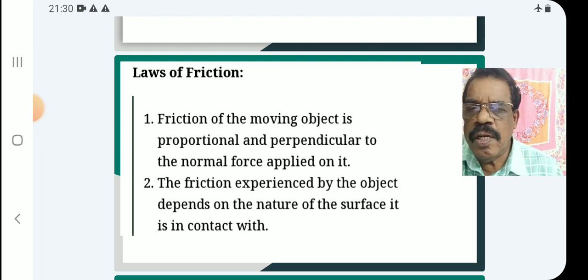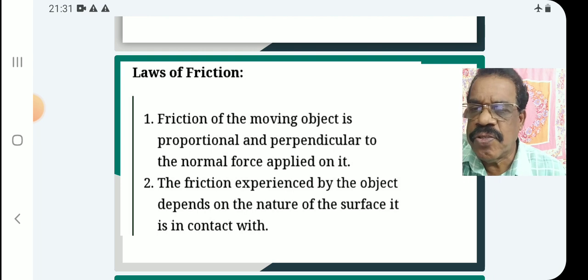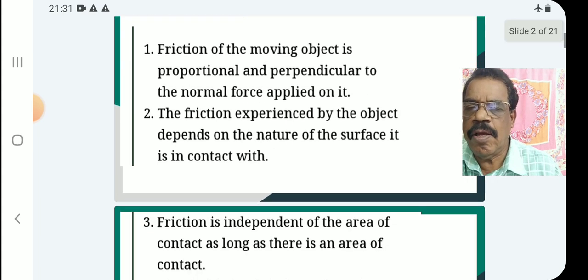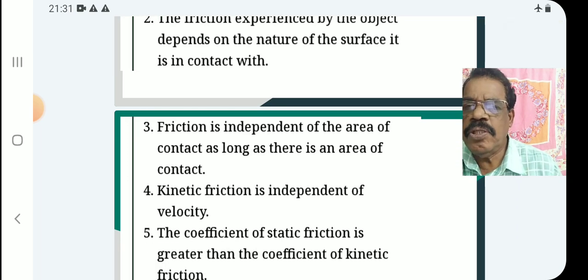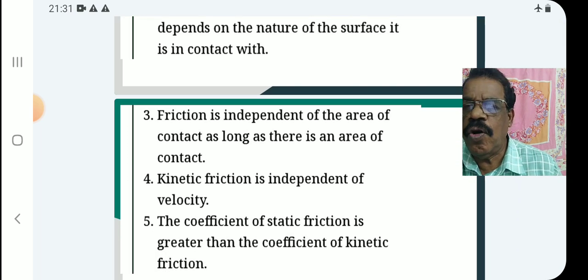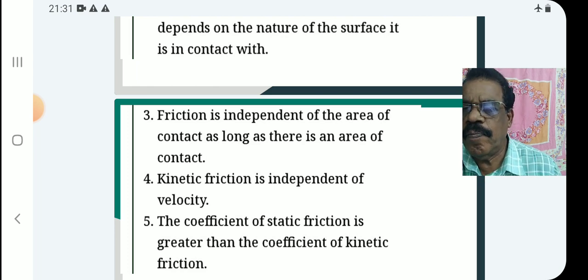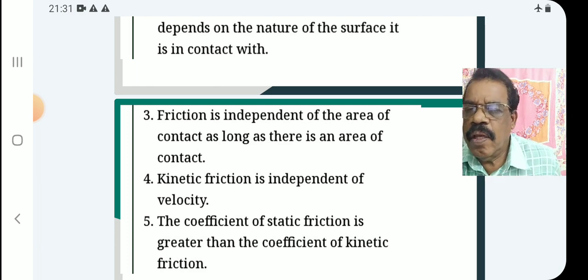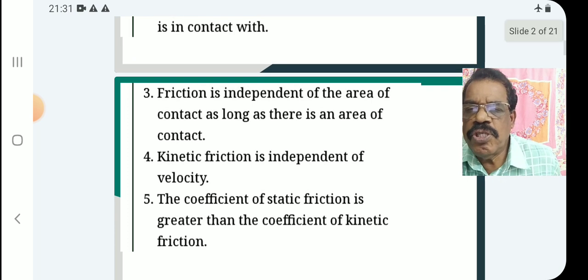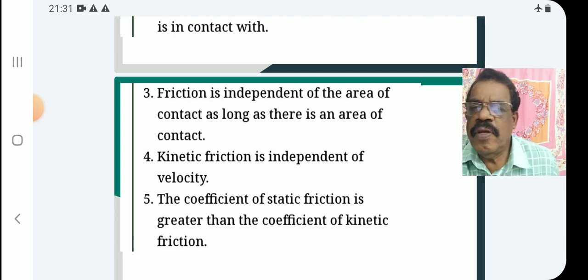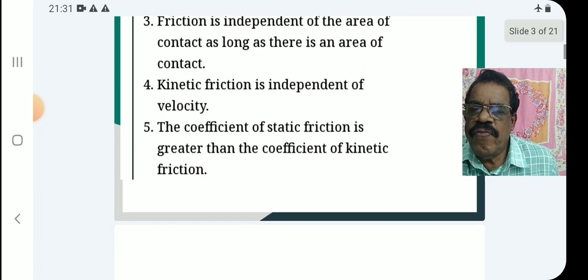Number 2, the friction experienced by the object depends on the nature of the surface it is in contact with. Number 3, friction is independent of the area of contact as long as there is an area of contact. Number 4, kinetic friction is independent of velocity. And number 5, the coefficient of static friction is greater than the coefficient of kinetic friction. These are the 5 laws of friction. You remember.